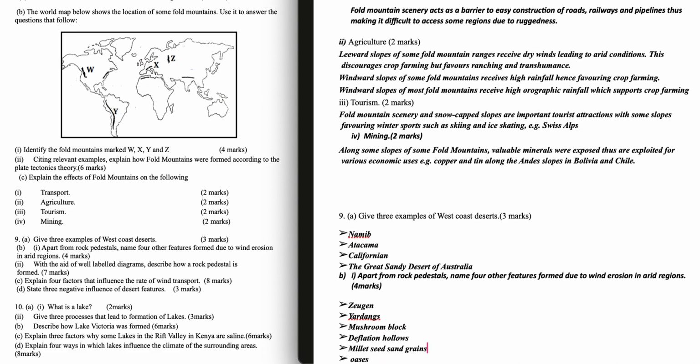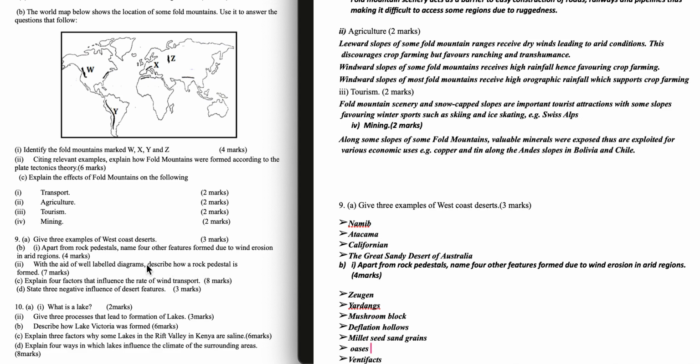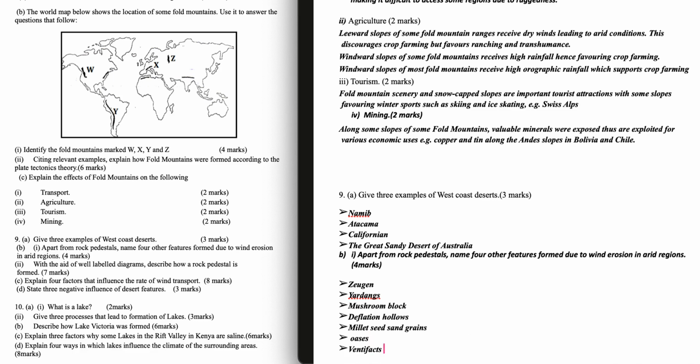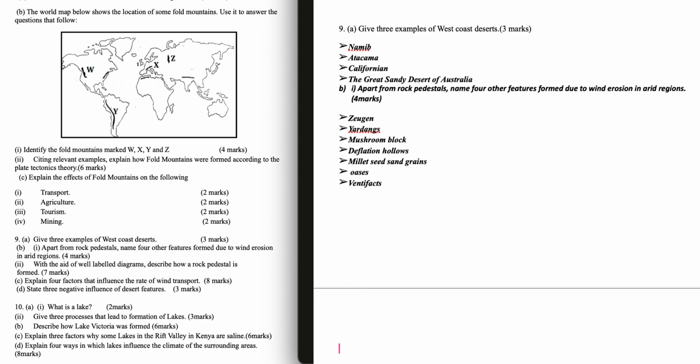Question 9b1. Apart from the rock pedestals, name 4 other features formed due to wind erosion in arid regions. Zeugen, yardangs, mushroom blocks, deflation hollows, millet seed sand grains, oases, ventifacts.